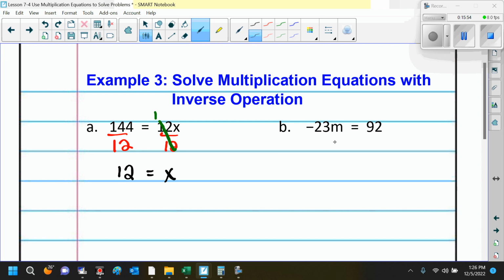This one says negative 23m is equal to 92. Using our cover-up, what do I need to get rid of? Negative 23. Very good. Now, what am I going to divide negative 23 by to make it into a positive 1? Yes, yes. You're going to divide by negative 23 on both sides.